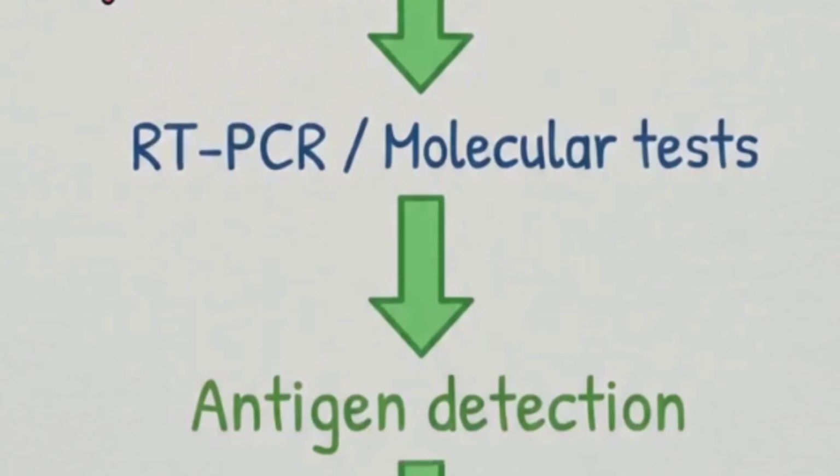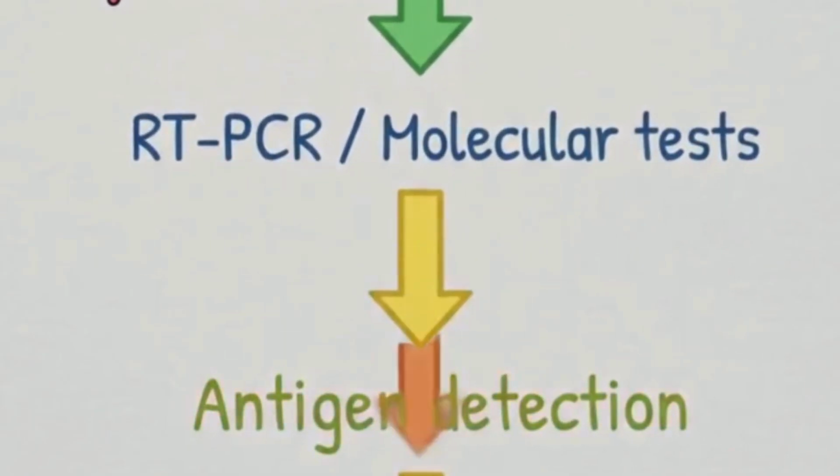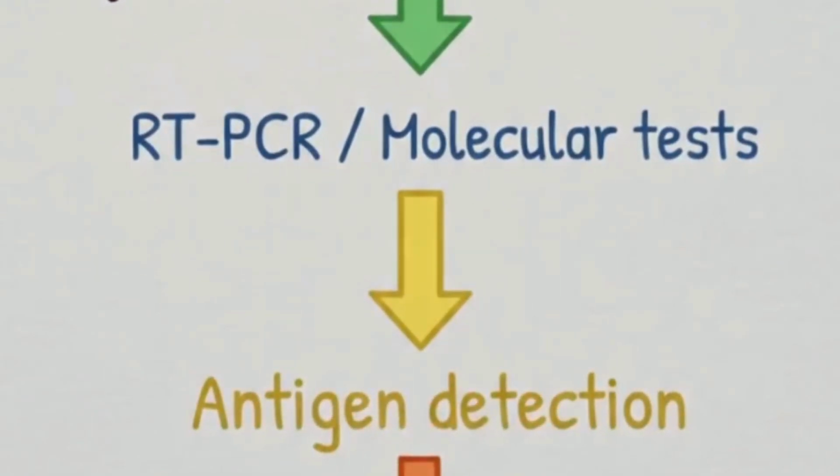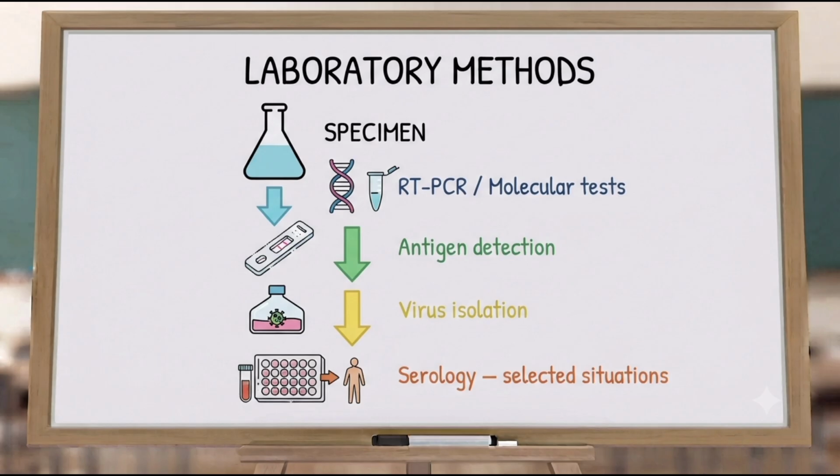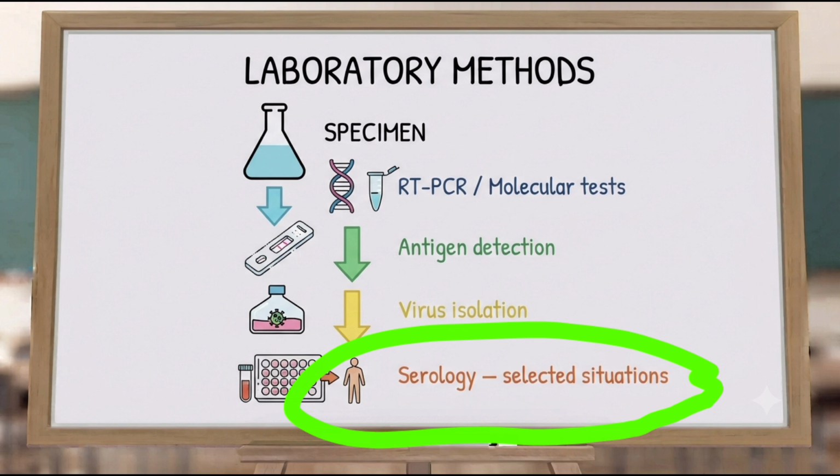There are several methods used for laboratory diagnosis. The first and very important method is RT-PCR and other molecular tests. These detect viral genetic material. The second is antigen detection, which detects viral proteins. The third is virus isolation, performed using specialized laboratory systems. And finally, serological tests may be useful in selected situations, especially when we are looking for an immune response.